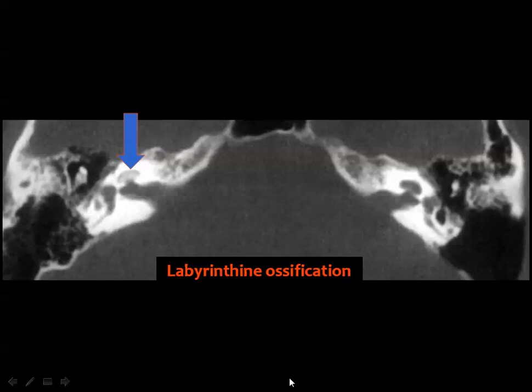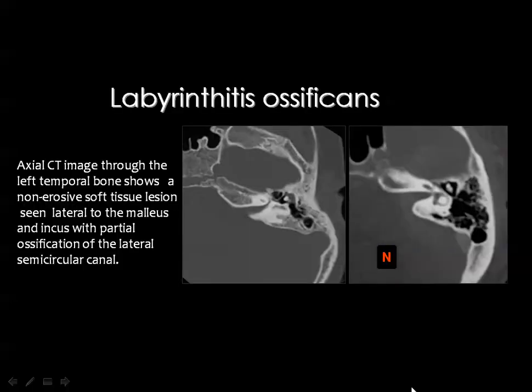Then we have another disease with the presence of bone inside the labyrinth, and this is known as labyrinthine ossification. In this example, you see that there is bone in the dome of the cochlea on the right side compared to that on the left side. Labyrinthine ossification means that you got bone inside the labyrinth, which means the vestibule, lateral semicircular canals, and the cochlea.